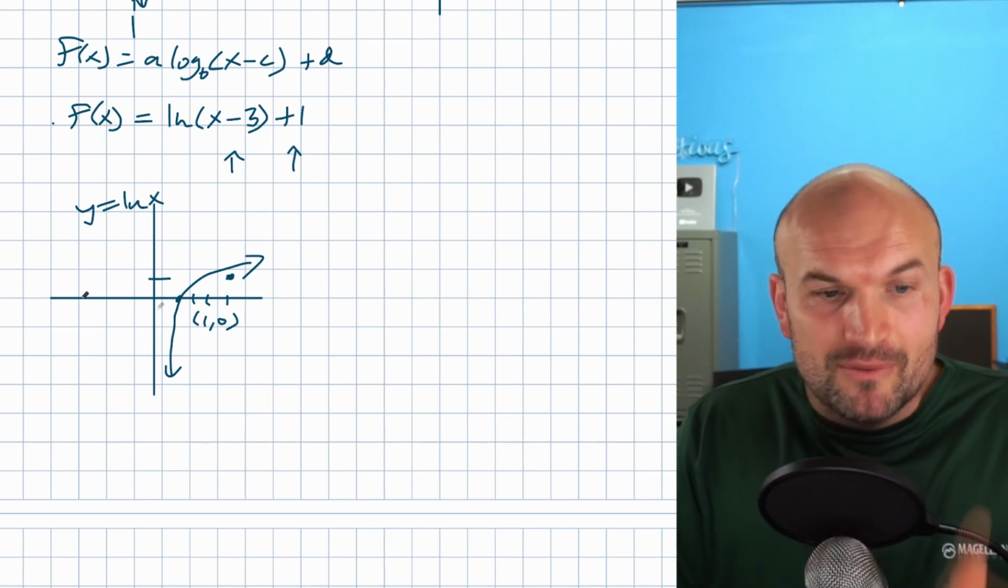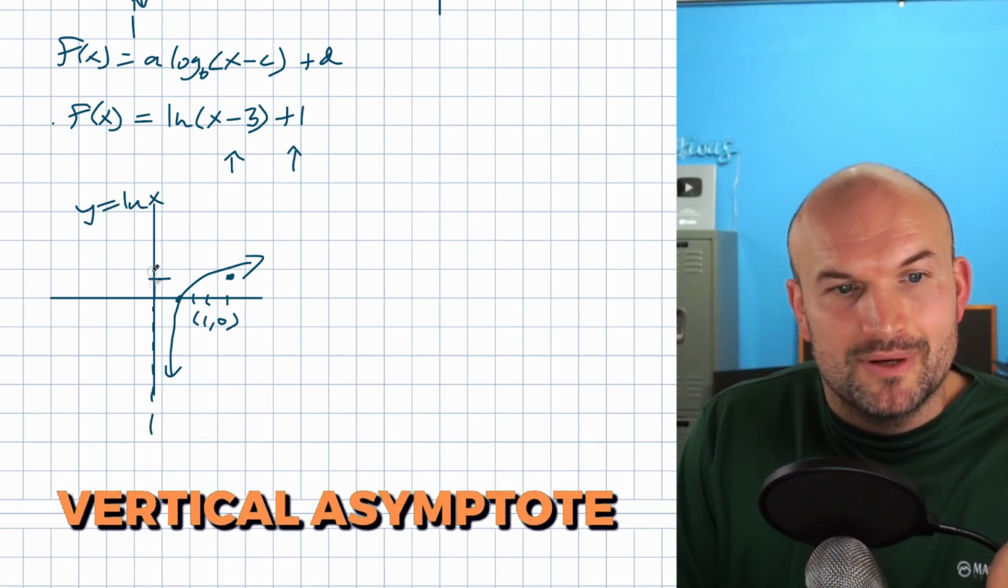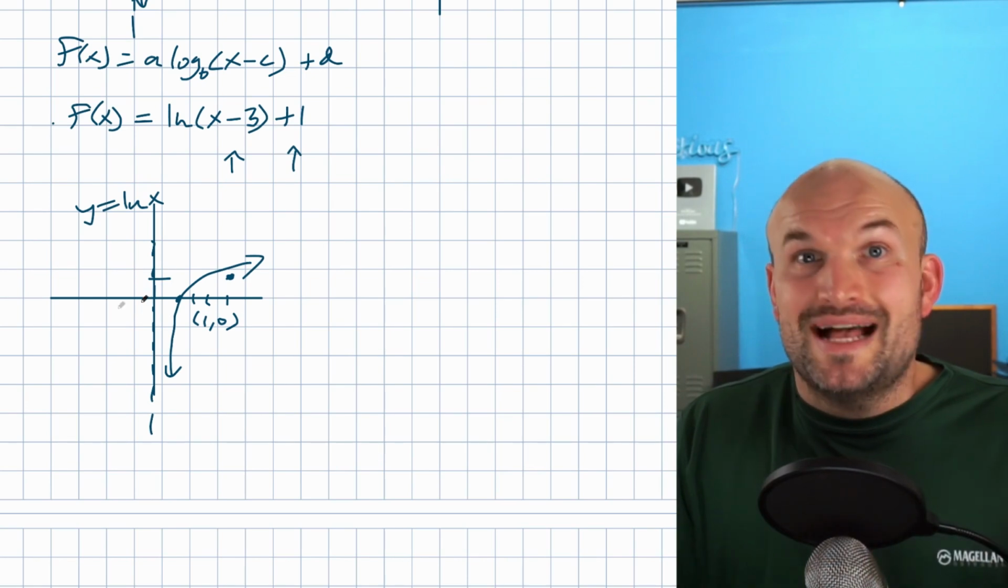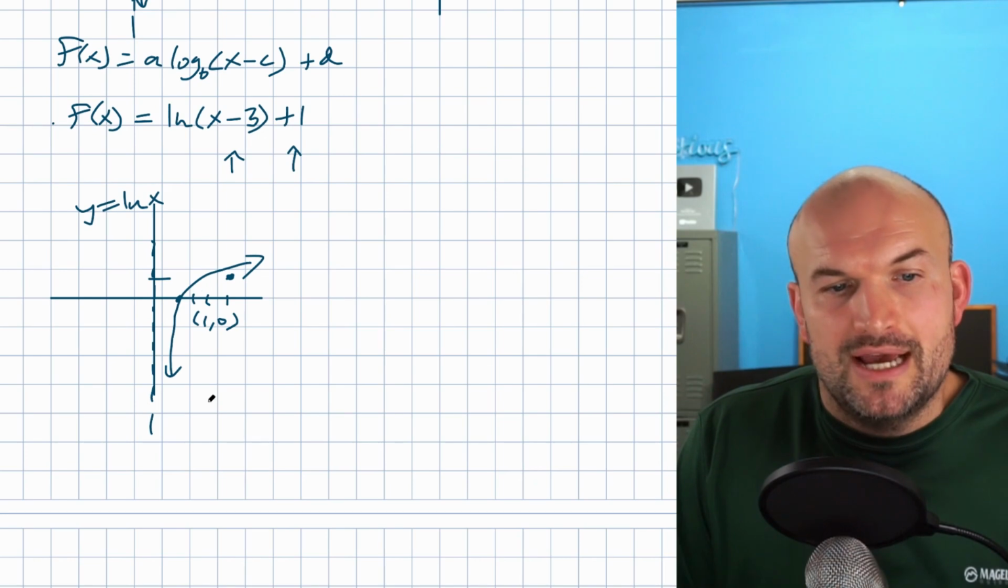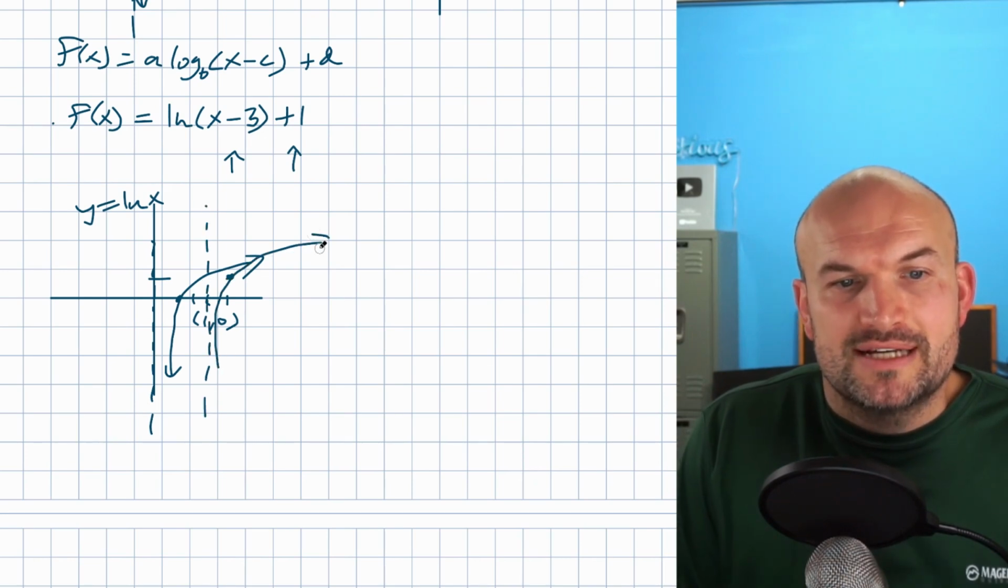But remember, we also have a vertical asymptote. So if we're shifting left or right, that vertical asymptote also has to be shifted. So now I'm going to go over 3 units, 1, 2, 3, and I'm going to draw a nice little vertical asymptote right here. And then now I can just go ahead and sketch my graph.